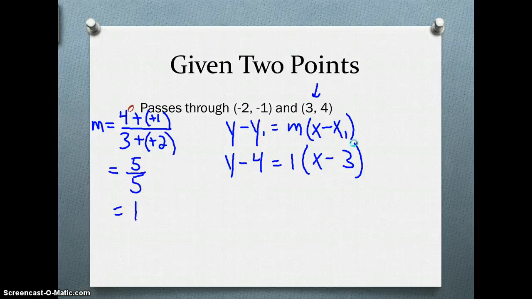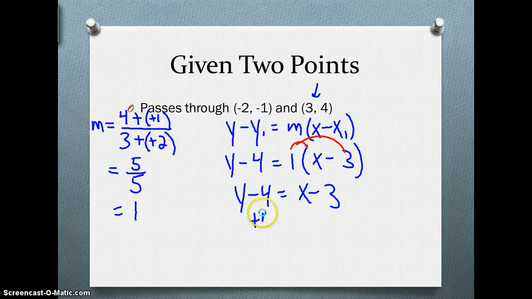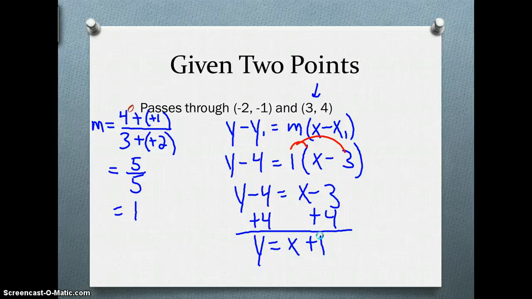Now when we distribute on the right here, the 1 just doesn't change anything. So I get y minus 4 is equal to x minus 3. Here I will add 4 to both sides of the equation. By doing that, I get y is equal to x plus 1, and that is the equation of the line that passes through those 2 points. Had I chosen -2, -1, we would have gotten the same thing.